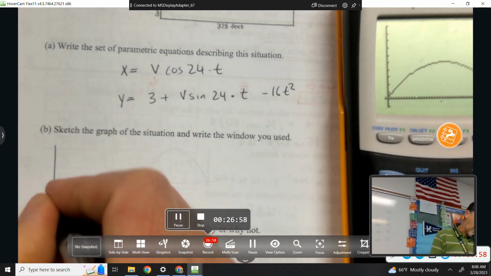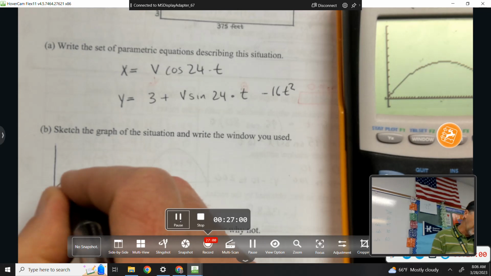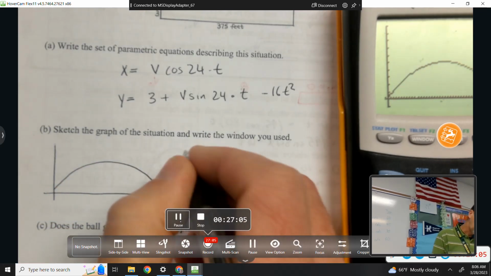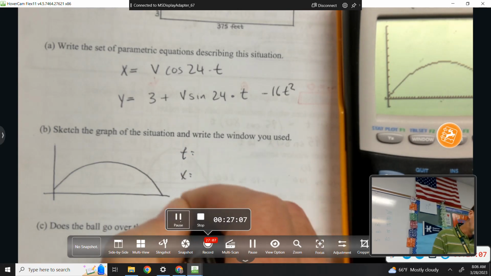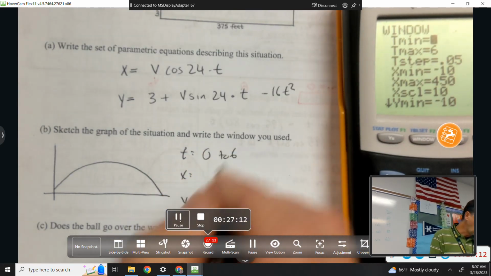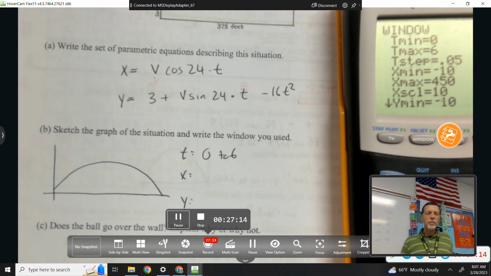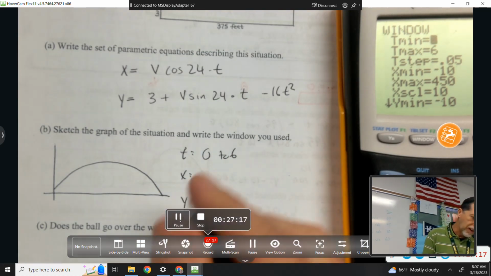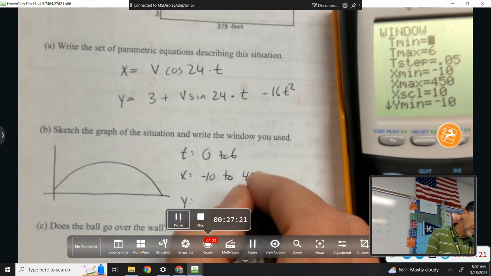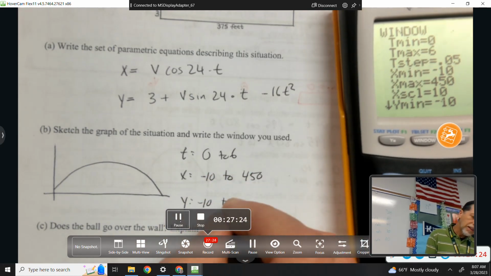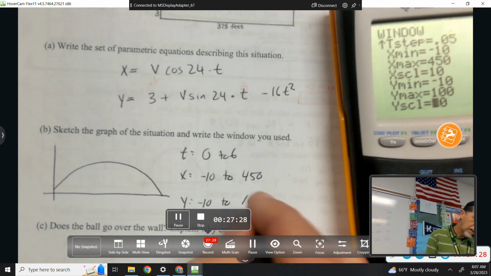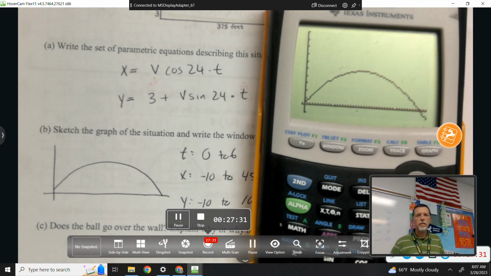Sketch the graph. Again, it's sort of like all graphs look the same because they're all projectile motions. So t was 0 to 6, although it probably didn't need to be that long, but that's fine, it's already done. X was negative 10 to 450. Y was negative 10 to 100. There's my picture.